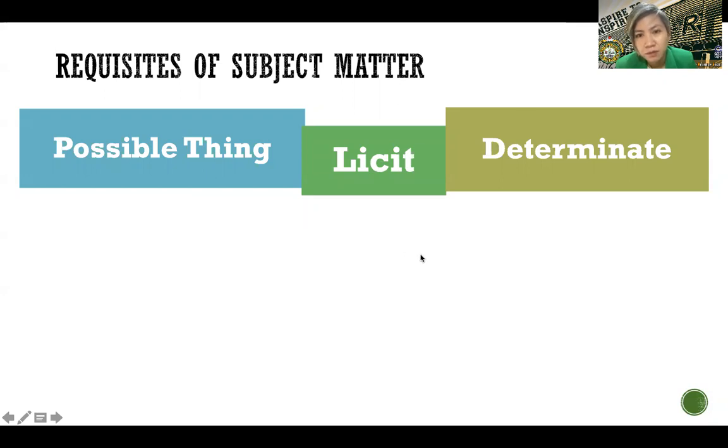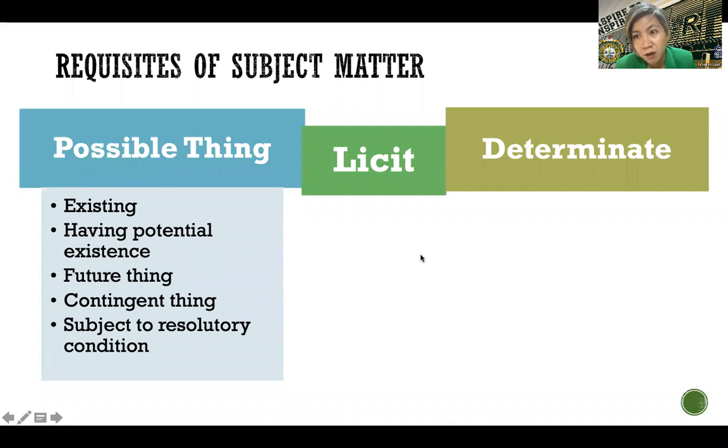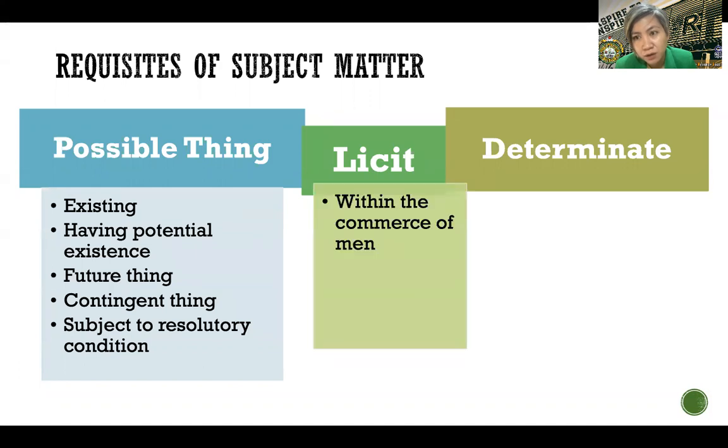Okay, when we talk about the thing being possible, it is one that is first already existing. It can also be one having potential existence. It can be a future thing. It can be a contingent thing, or it could be a thing subject to a resolutory condition. And when we speak about the thing being licit, then it is one that must be within the commerce of men. So therefore, there's no prohibition in selling that thing.